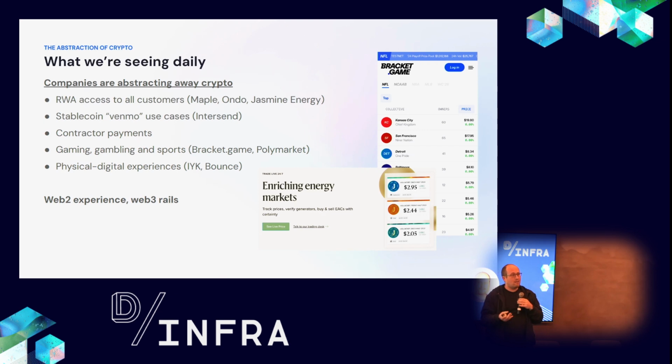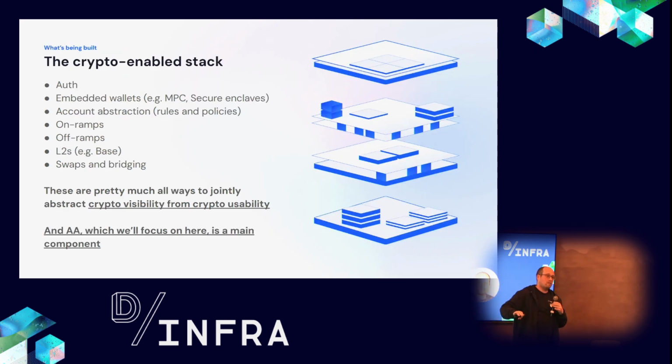All these types of experiences that we're starting to see are Web2 experiences with Web3 in the background. But that creates this really interesting stack that all these companies that approach us talk about, which is the crypto-enabled stack. It's essentially a combination of auth, embedded wallets, account abstraction that I'll dive into in a second, double click on-ramps, off-ramps, L2s, swaps, and they essentially let you separate crypto functionality from crypto visibility, right? That is what we're starting to see. And we'll focus on account abstraction specifically and what role that plays.